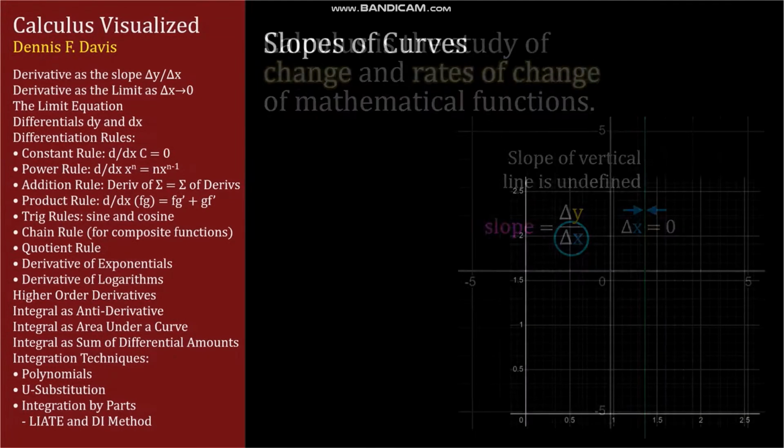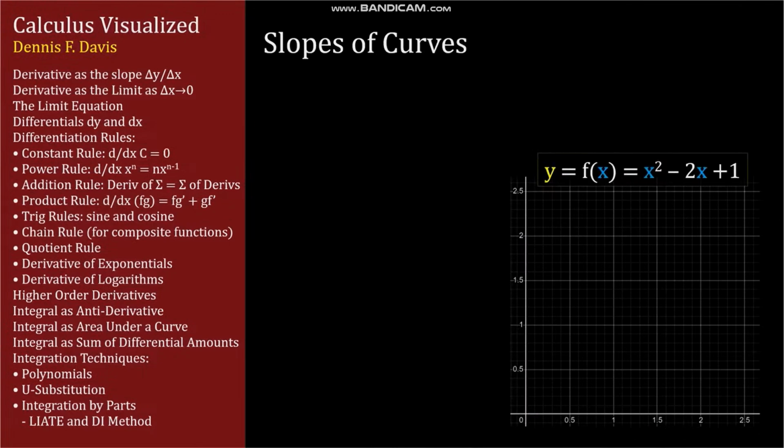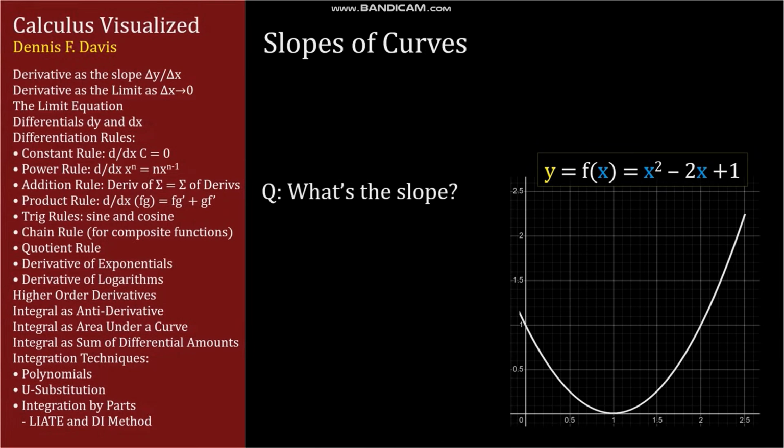Everything is nice and simple when the function is linear, but what about the function f of x equals x squared minus 2x plus 1? The graph of this function is a parabola, so now the question, what's the slope, prompts a new question in response. Where do you mean? Because the slope is smoothly changing, it's different at different points.